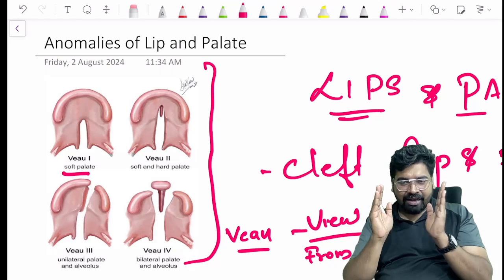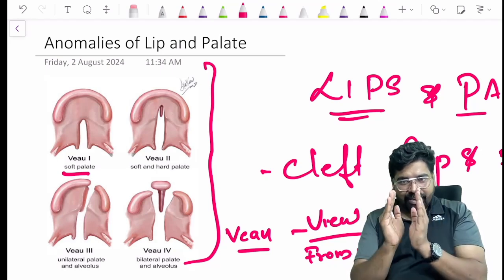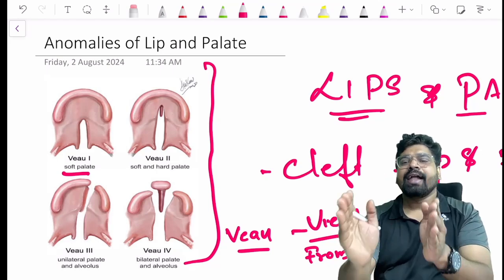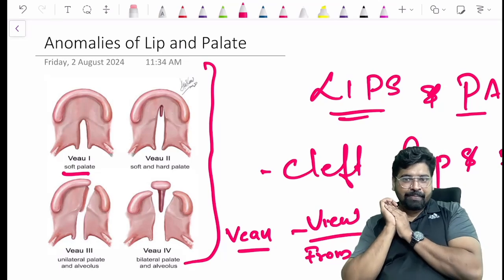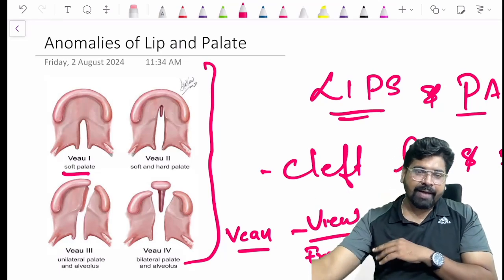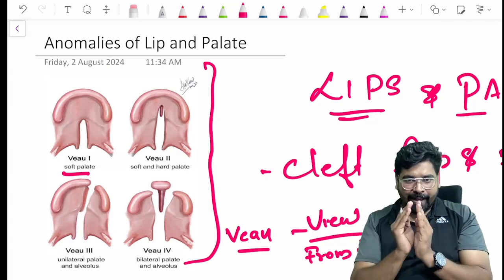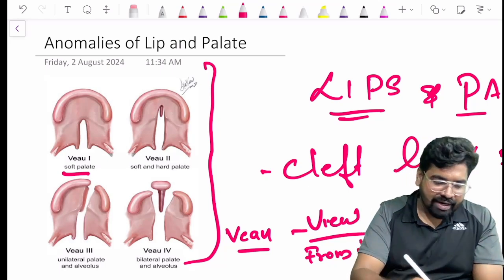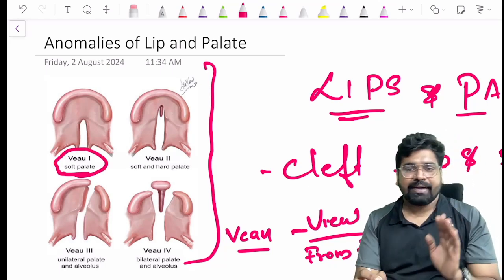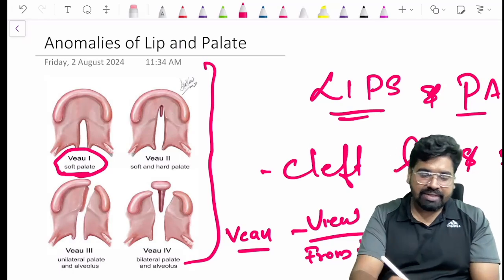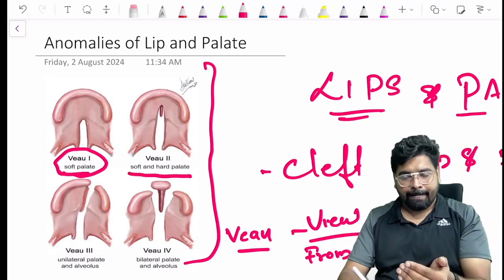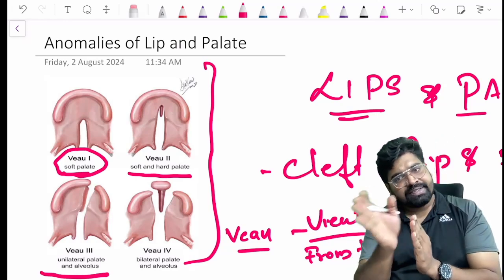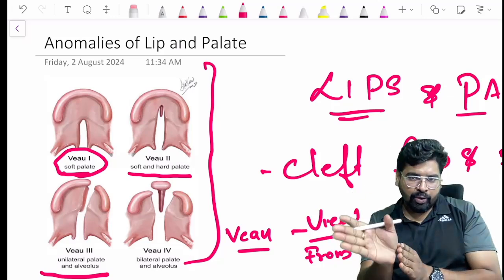So from the back, when I see, I see the soft palate first, then I see the hard palate, then I see the alveolus or the lips, right? So view 1 is a clefting of the soft palate. View 2 is the clefting of soft and hard palate. View 3 is soft palate, hard palate, and one side of the alveolus, that is unilateral clefting.